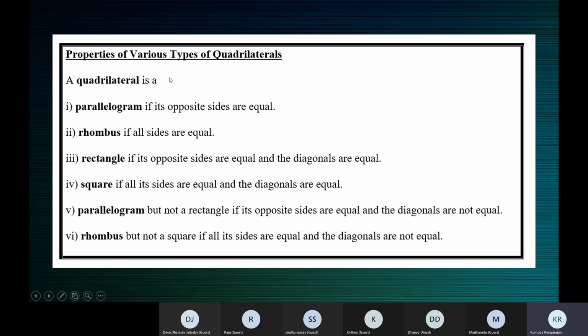Now why I mentioned that is you should not get confused. A quadrilateral is a parallelogram if its opposite sides are equal. Yes, in a parallelogram, opposite sides are equal. Now you will think, but you said opposite sides are parallel. Yes, that is the definition. I'm not saying that is not the definition.